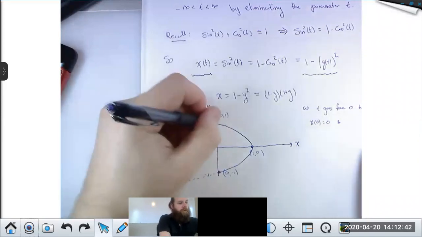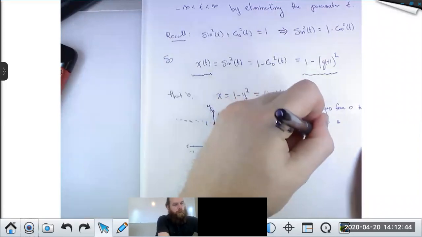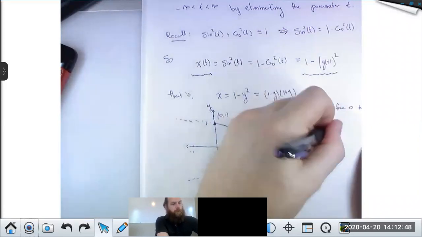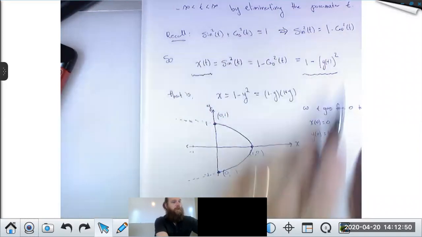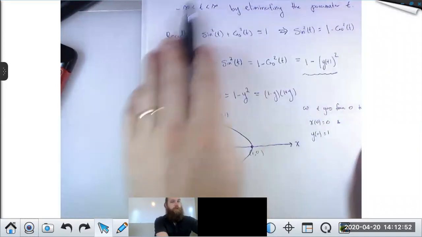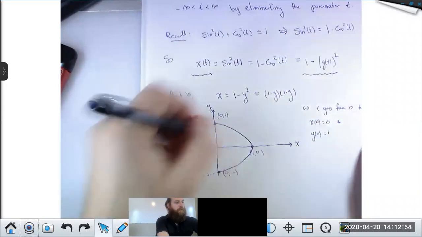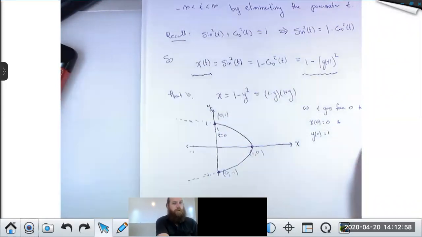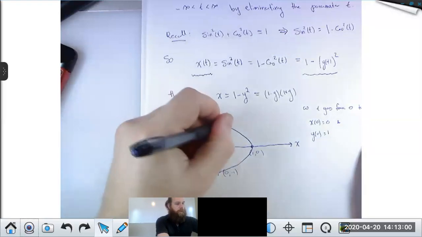But I could say that also y of 0 is cos of 0, which is 1. So if instead of letting t run from -infinity to infinity, I let t just go from 0 to 2 pi, then this would be the point associated with t equals 0. That would be my initial point. And I would say that the curve is oriented like this.